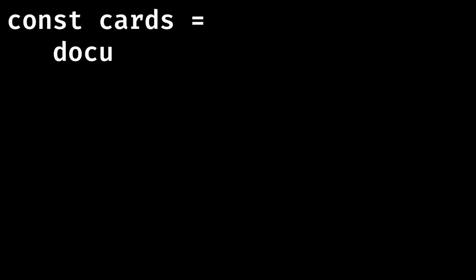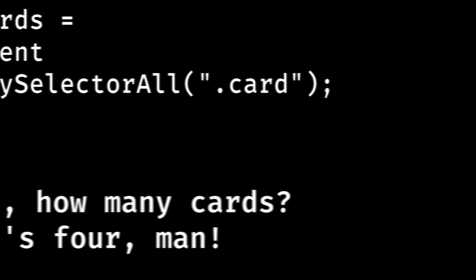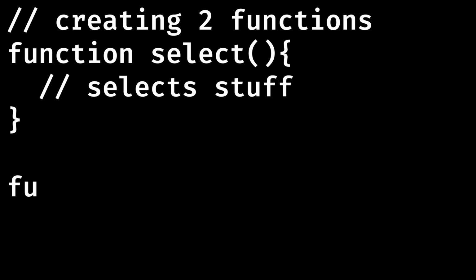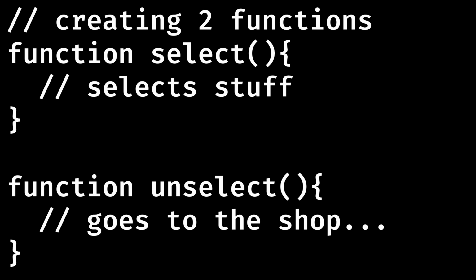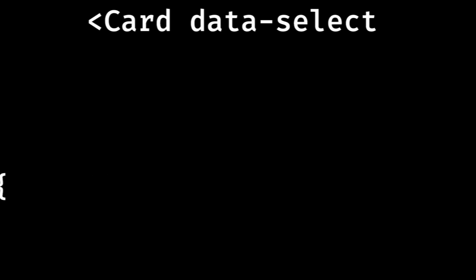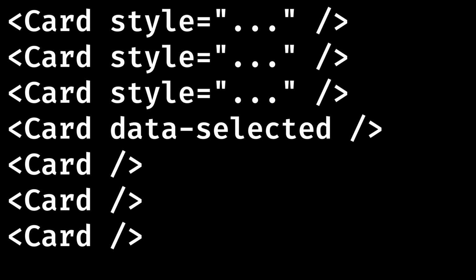We start by grabbing all the cards with a query selector. That way we know how many cards we have in our spinning widget. After that, I'm going to create 2 functions. One called select and one called, you guessed it, unselect. They both will need a parameter called index, and they will do one simple thing. Move the selected property from one card to the other. Well, they actually set some style props too.